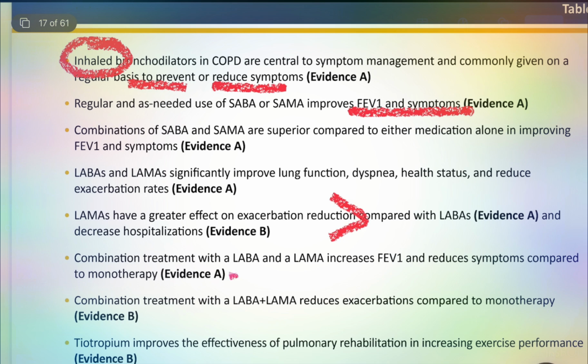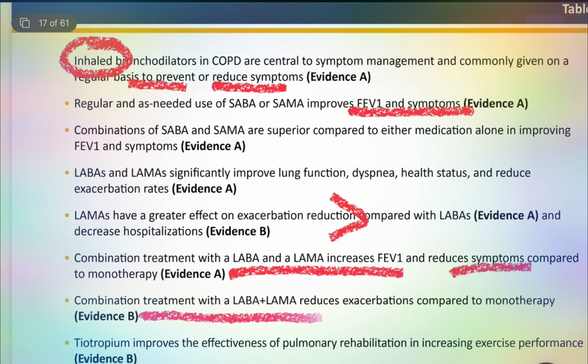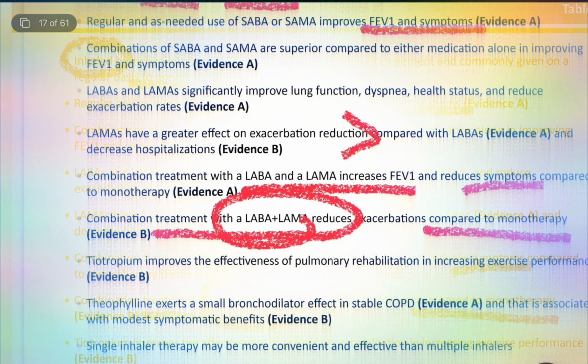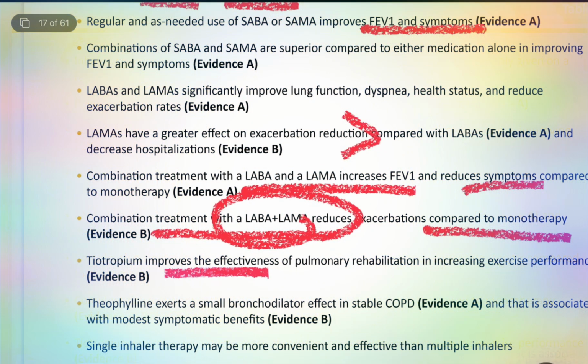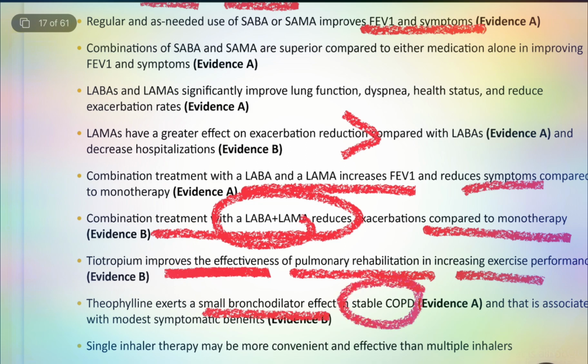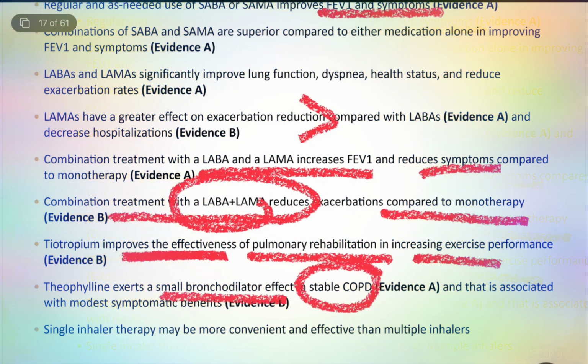After that, they are telling combination of LABA plus LAMA increases FEV1 and reduces the symptoms. Obviously, combination treatment with LABA LAMA reduces exacerbation compared to monotherapy. Then they are telling tiotropium improves the effectiveness of pulmonary rehabilitation and increases exercise performance. Theophylline exerts a small bronchodilator effect in stable COPD, and that is associated with modest symptomatic benefit. And this is proven by evidence D. So this is not a good drug to be given in COPD patients.